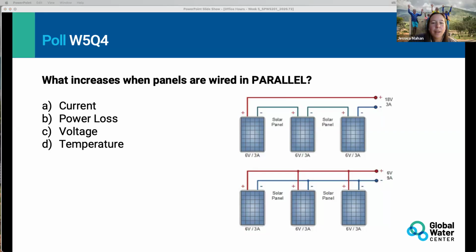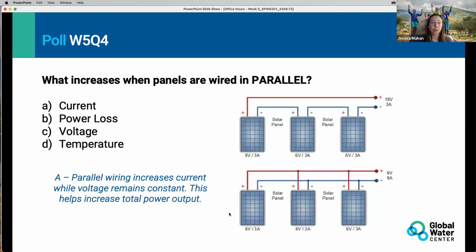Okay, so if we just looked at voltage. If we are combining panels in parallel, then what increases? Yeah, lots of votes for current. So that's our other option, right? Current and voltage are the two factors that go into our overall power. So wiring panels in parallel is what helps us increase our current, and so this is another way that we can ultimately increase the power of our solar array.